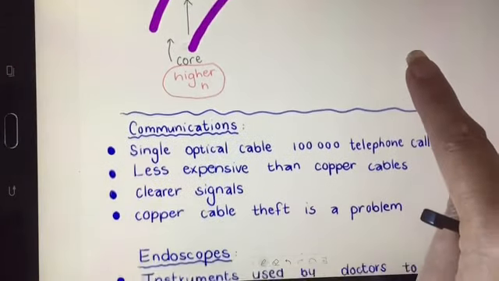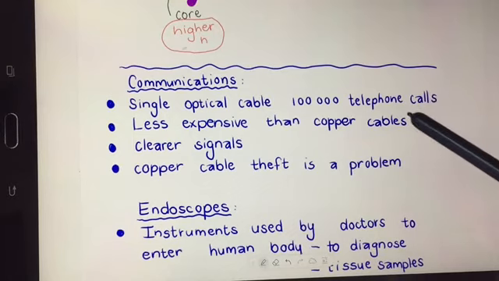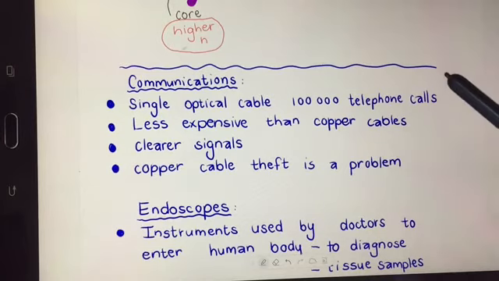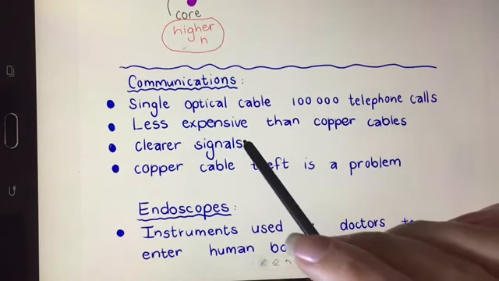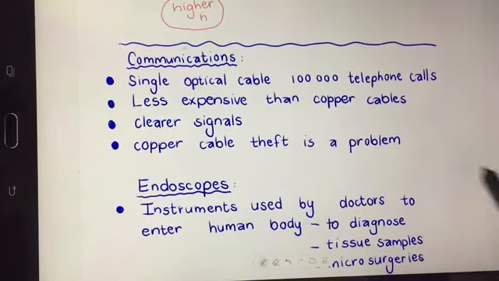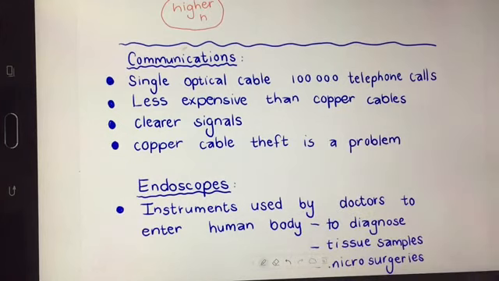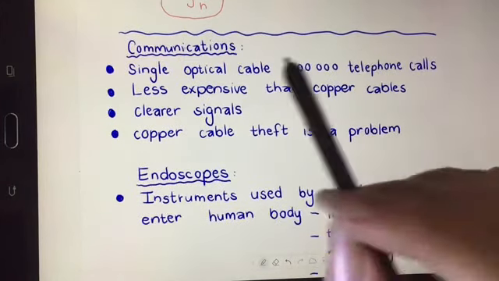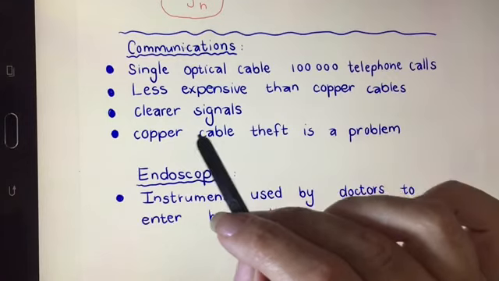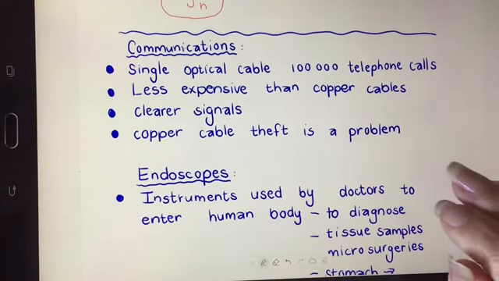Where is this used? It is used in communications. They say that a single optical cable can carry 100,000 telephone calls simultaneously. Fiber optics are a lot less expensive compared to copper cables, and we know with copper cables there's also the problem with theft, and if we use fiber optics that doesn't happen. And they also say that it has signals which are a lot clearer compared to when copper cables are used.